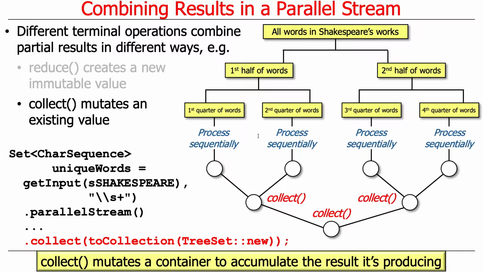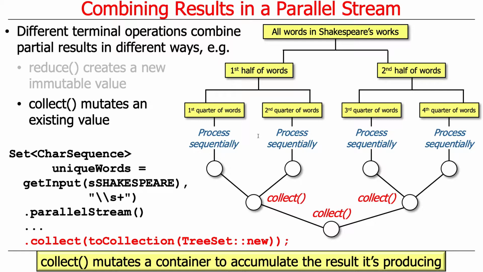Remember, a tree set is a set that contains no duplicates. So, of course, we're going to end up with the unique words of Shakespeare by putting all the results into the tree set. So what's going to happen here is these things come together. We're going to take the first quarter of words and the second quarter of words. And of course, I'm skipping some decompositions here just to make it fit on one slide. And we're going to collect them together into a mutable result container that contains the unique words in the first half of the words of Shakespeare.